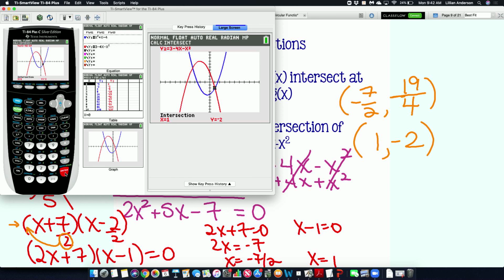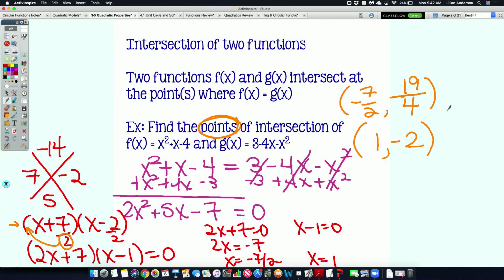Y'all remember this? Okay, I know y'all been going on break, so I just want to make sure y'all haven't forgotten anything. You would do the exact same process, second trace, option 5, and then you move the cursor closer to the other intersection point to get that one. Yes? You haven't forgotten? Okay. All right.